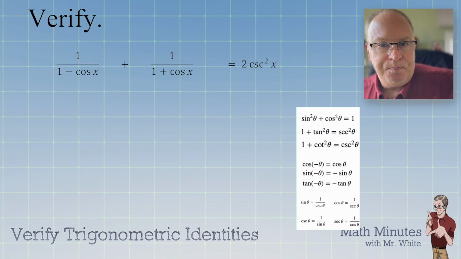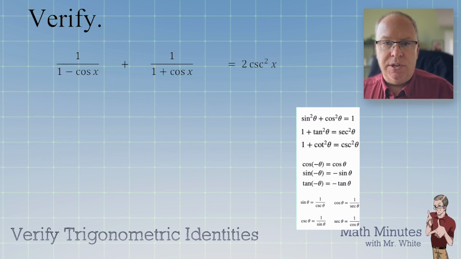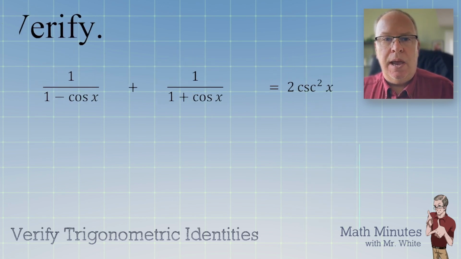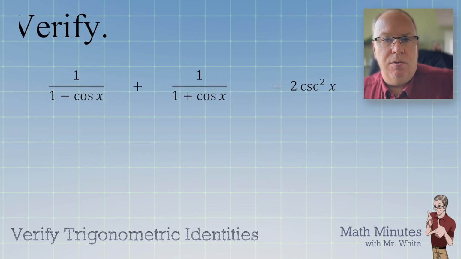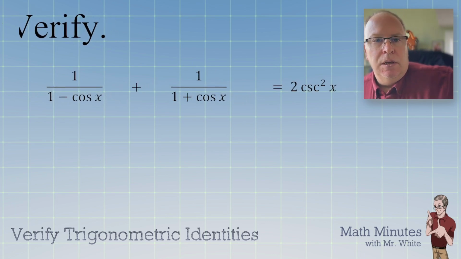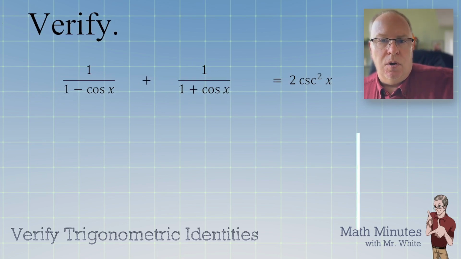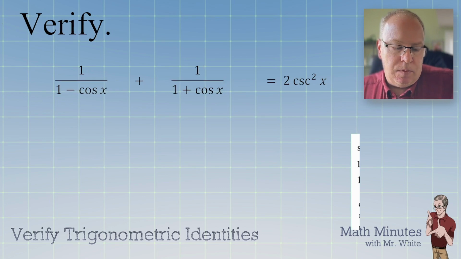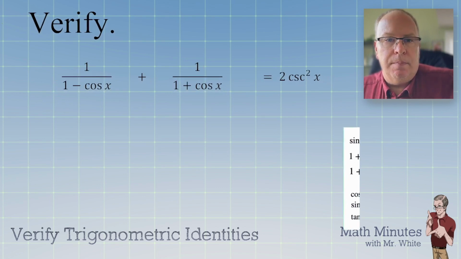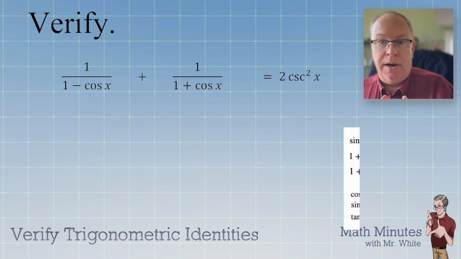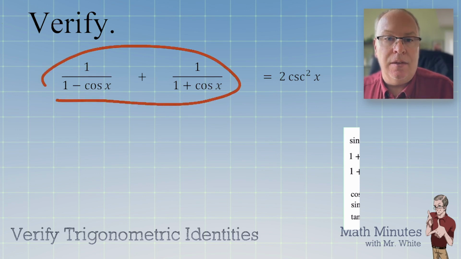All right, one more example. Oh, my goodness. Two fractions on the left side. One is 1 minus cosine, and the other is 1 plus cosine, and it's all equal to 2 cosecant squared. So, what can we do here? What can we do to solve this? Since this is one term on the right, I think we need to add these together.